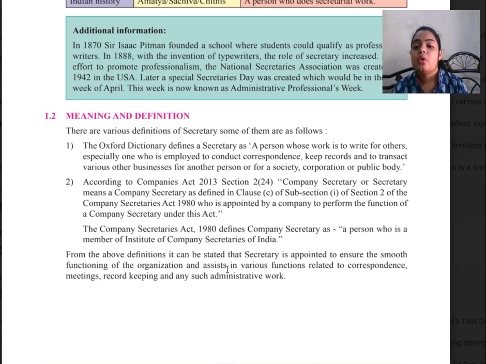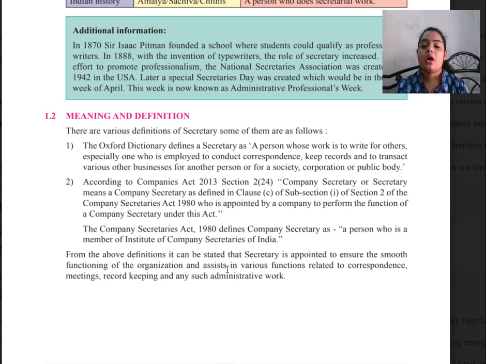So, what does the Oxford Dictionary say about a secretary? He is a person who is appointed to write for the employer, that is, to have correspondence firstly, then to keep records. Which records? Records of the meetings, then records of the audit, transactions or accounts, or other transactions which take place in the day-to-day business, and to transact various other businesses for a person. So he may work either for a person or for a society, for a corporation, or a public body. So a secretary can be working for any of these.